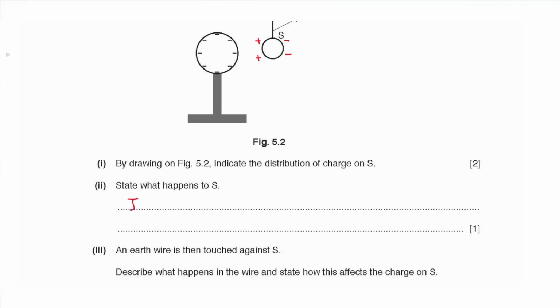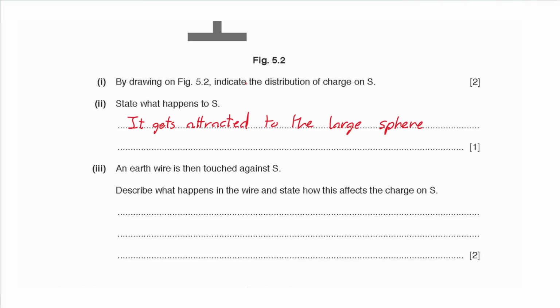We say that it gets attracted to the large sphere because the distance between the opposite charges is less than the distance between the like charges. So the attraction between positive and negative is greater than the repulsion between negative and negative. Double I says an earth wire is then touched against S. Describe what happens in the wire and state how this affects the charge on S.